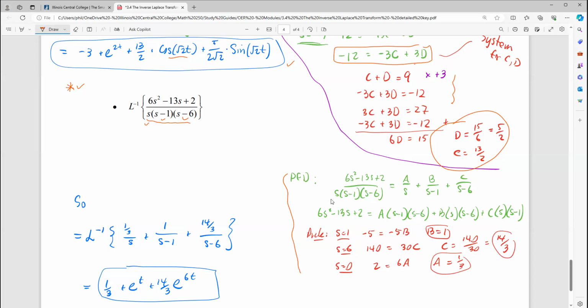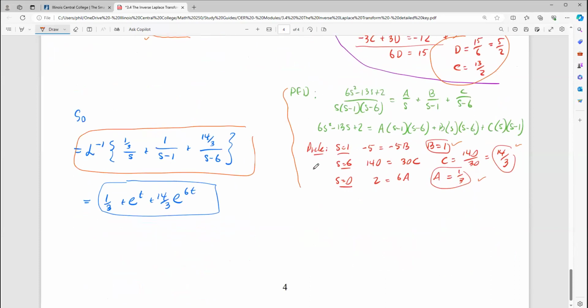I can compute my coefficients here. I found them all over here. I can plug them back in and then apply linearity. Again, it's almost not worth writing the linearity, and I didn't here. The inverse of 1/3 over s is 1/3. The inverse of 1 over s minus 1 is e to the 1t. And the inverse of this one is the 4/3 comes out in front, and you have an e to the 6t. So this would be this guy.